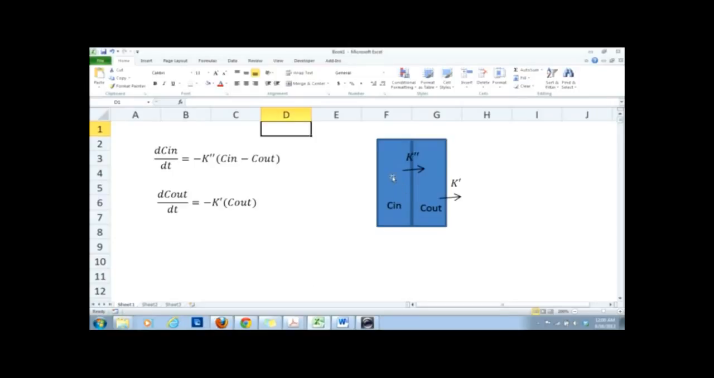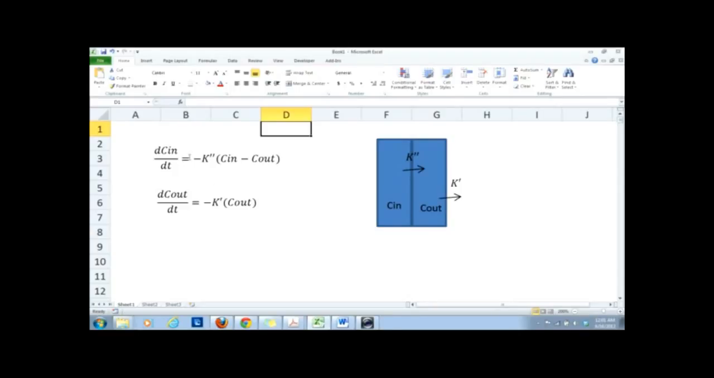Here I have defined two chambers, an inside chamber and an outside chamber. There is a concentration of C in the inside chamber and C out in the outside chamber. The outside chamber is exposed to air, so the things in the outside chamber can diffuse to open air with the diffusion coefficient of K dash, and diffusion can occur from inside to outside with the diffusion coefficient of K double dash. And these are the differential equations.